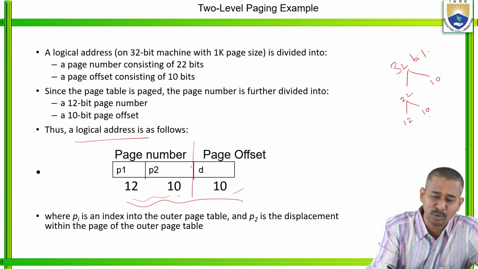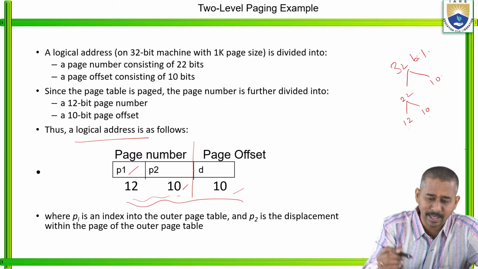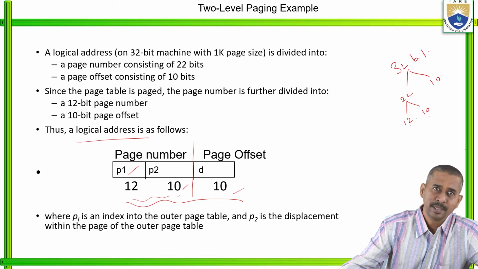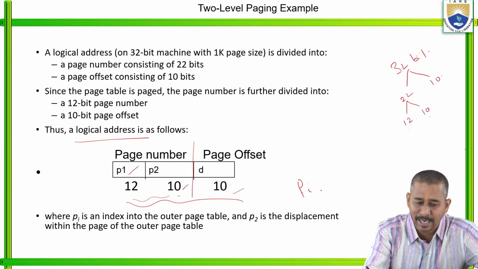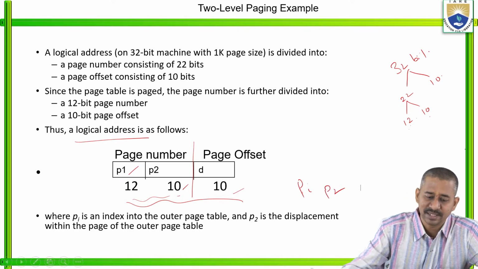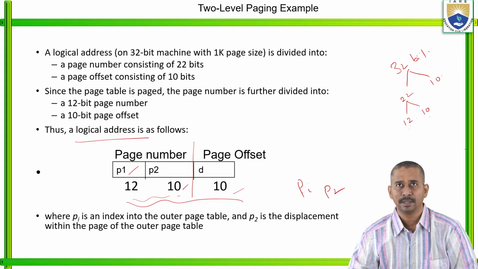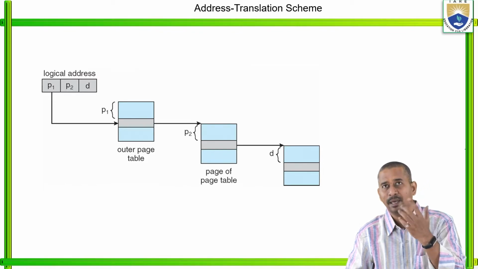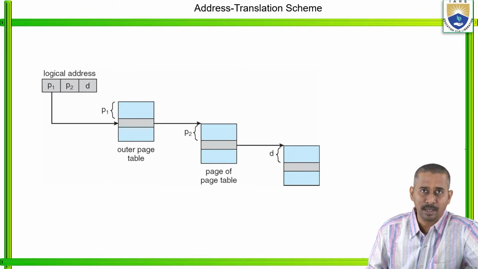Again, this 22 bits is divided into a 12-bit page number and 10 bits for the offset. According to the operating system, here P1 represents an index into the outer page table and P2 is the displacement within that page of the outer page table. So this is the example for 2-level paging, and how address translation is performed in 2-level or hierarchical paging.